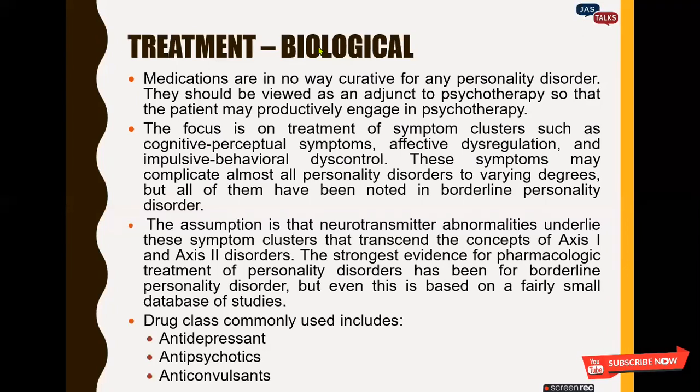These symptoms may complicate almost all personality disorders to varying degrees, but all of them have been noted in borderline personality disorder. The assumption is that neurotransmitter abnormalities underlie these symptom clusters that transcend the concepts of axis 1 and axis 2 disorders. The strongest evidence for pharmacological treatment of personality disorders has been for borderline personality disorder. But even this is based on a fairly small database of studies. So there are some drugs that are commonly used: antidepressants, antipsychotics, and anticonvulsants.